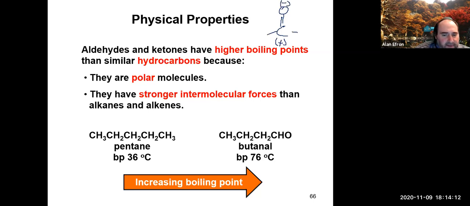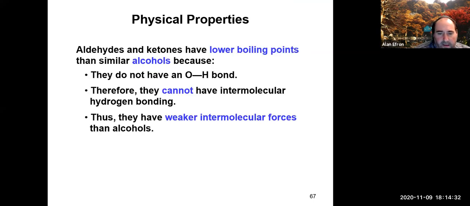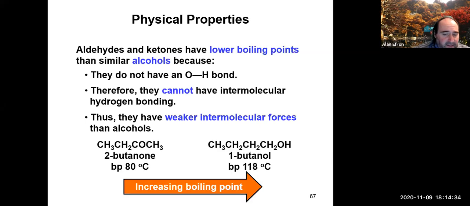That gives them the ability to do a little bit of dipole-dipole. It also gives them the ability to hydrogen bond with something else. So we do see a little bit stronger boiling points here than we do with our alkanes, which have no ability to hydrogen bond and aren't really polar molecules. But they still have lower boiling points than our alcohols.